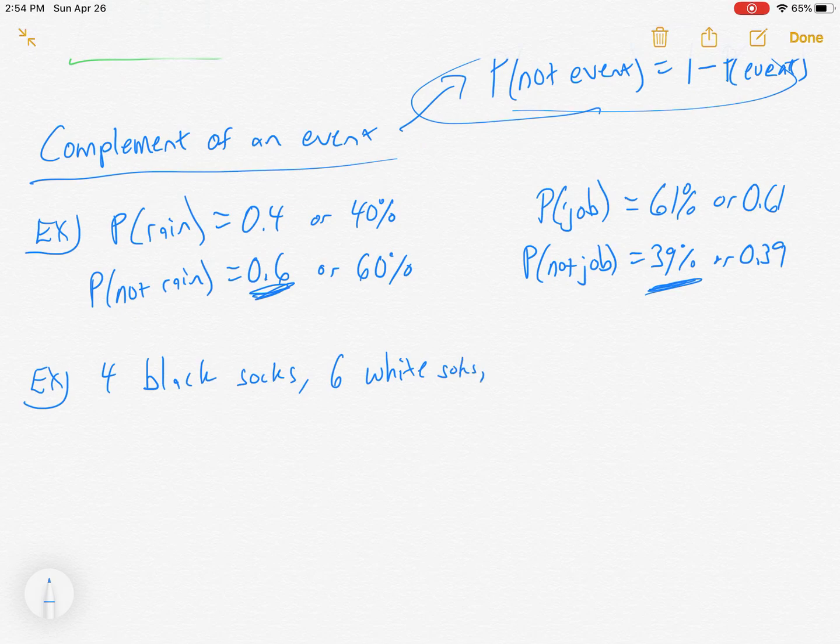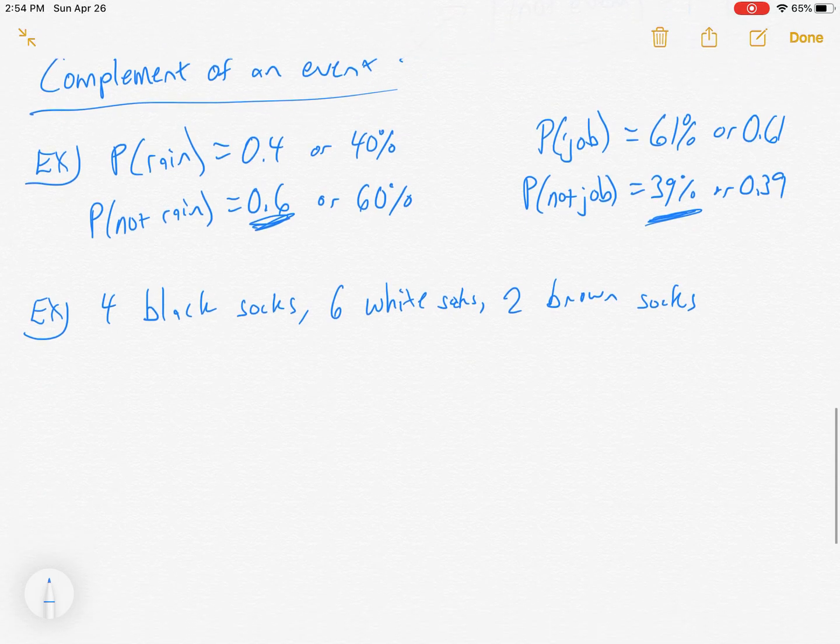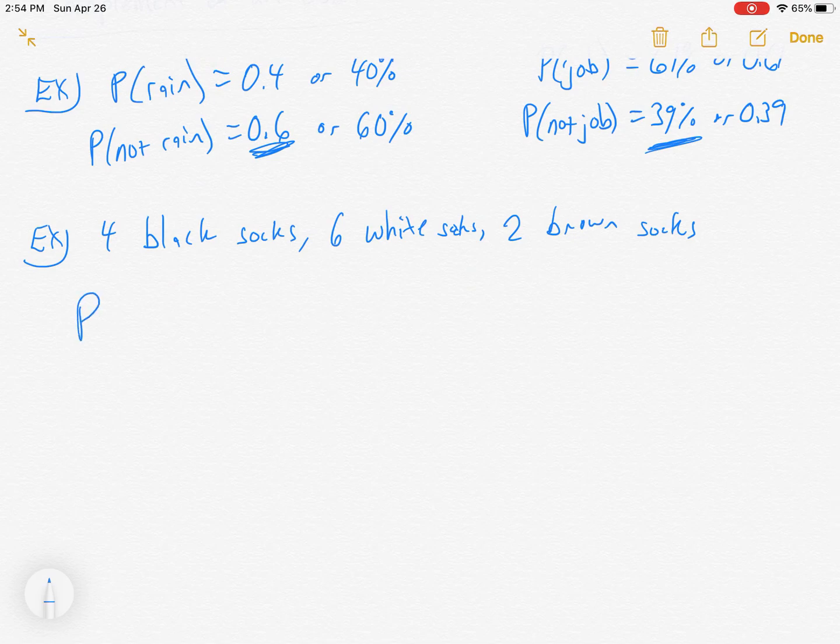So let's say, in this example, you have 4 black socks, 6 white socks, and 2 brown socks. Oh, those are your favorites, I'm pretty sure. What is the probability that you reach in, grab 1 sock, and it's not a black sock?